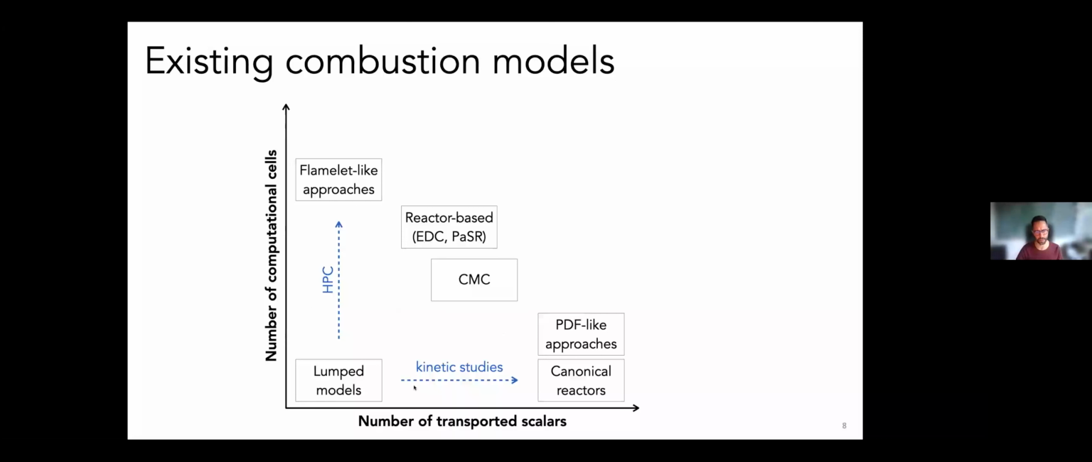And then in the middle, you have these models that focus on reactor-based models that can, in particular, include a large amount of finite rate chemistry effects through detailed or semi-detailed mechanisms, and that also can be applied to large systems. I won't talk about CMC, although it's also conditional moment closure models. I think they're also worth mentioning as intermediate choices between the two.